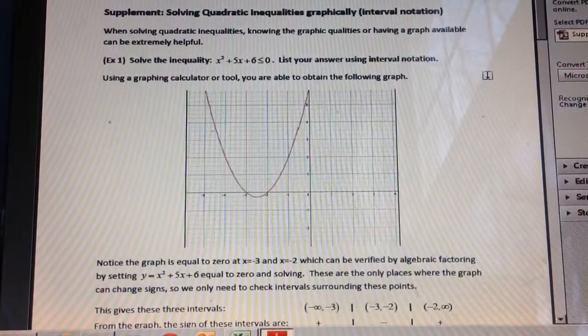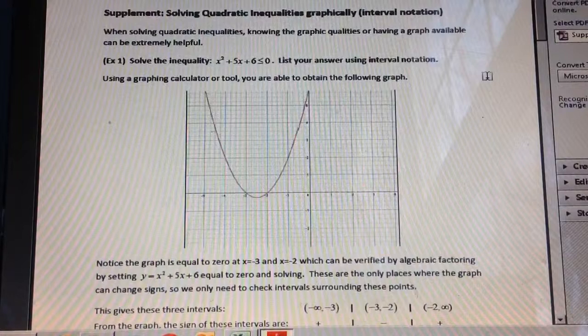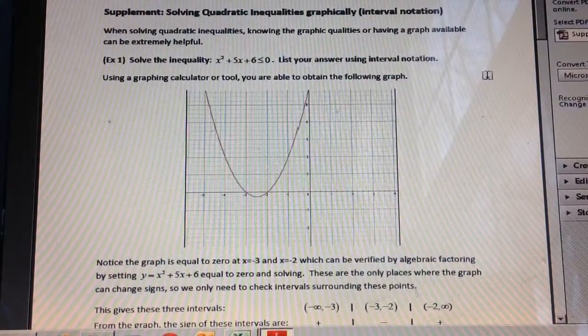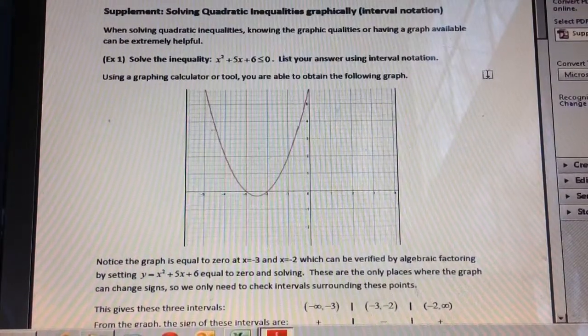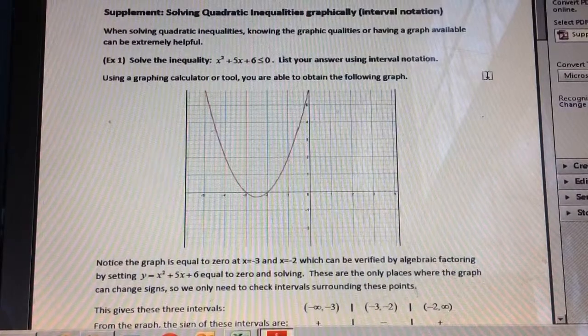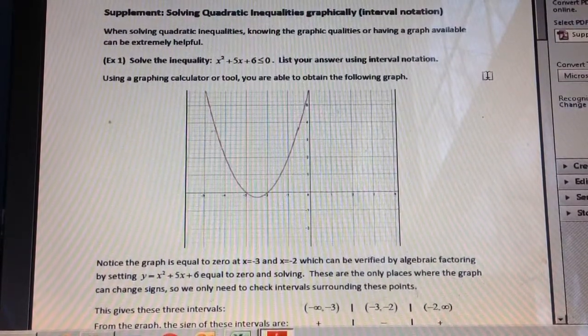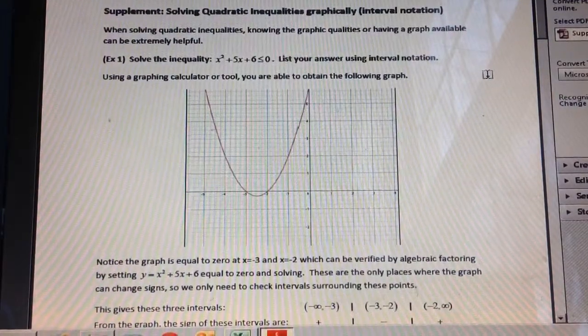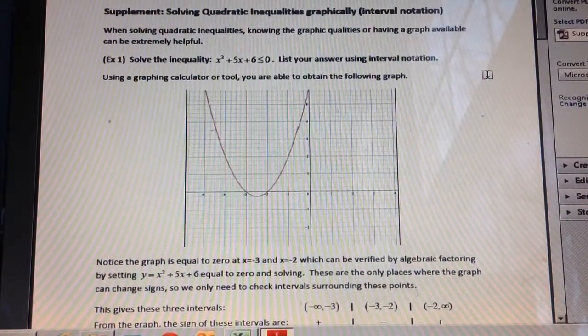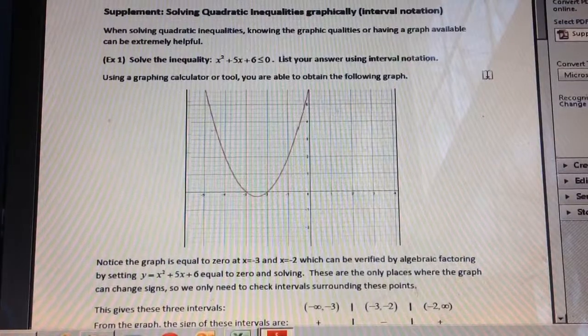Hello. We're going to be looking at solving quadratic inequalities graphically, but we're going to be focusing on interval notation. So when you're looking at these quadratic inequalities, it's very helpful to have the graph, because from the graph you can actually tell where the function's positive and where it's negative. So we're looking for where the y value is positive and negative.